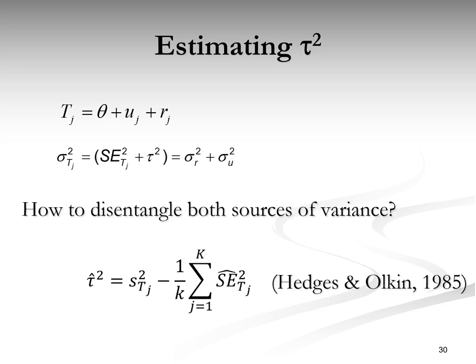Of course, the sampling variance, or the variance of R, is not the same for all studies. So for larger studies, the sampling variance will be smaller than for smaller studies. So a solution could be that we calculate the mean of these sampling variances. So we sum all the sampling variances and we divide it by the number of studies. This is what was proposed by Hedges and Olkin in 1985. So the estimate of tau squared is the observed variance in the observed effect sizes minus the mean estimated sampling variance.